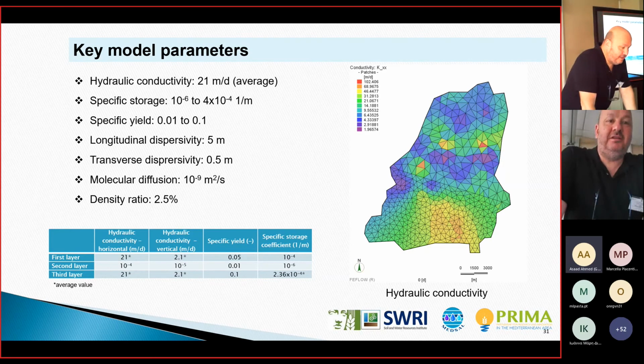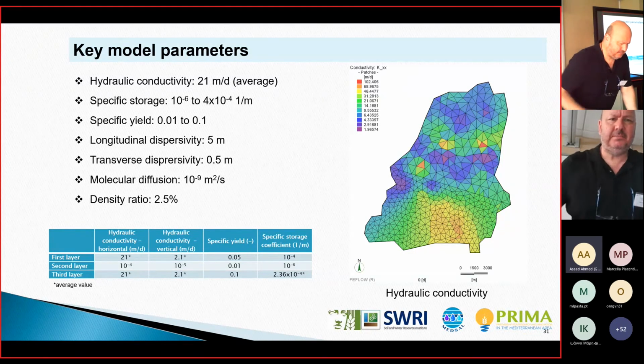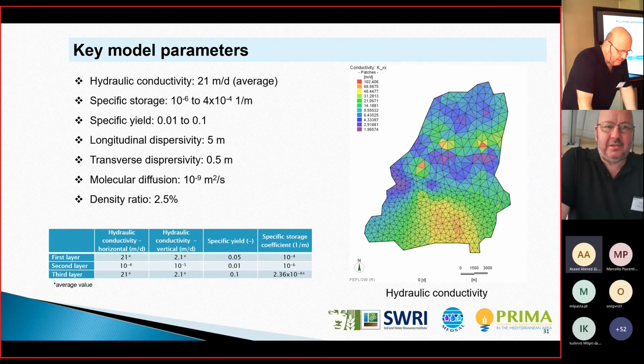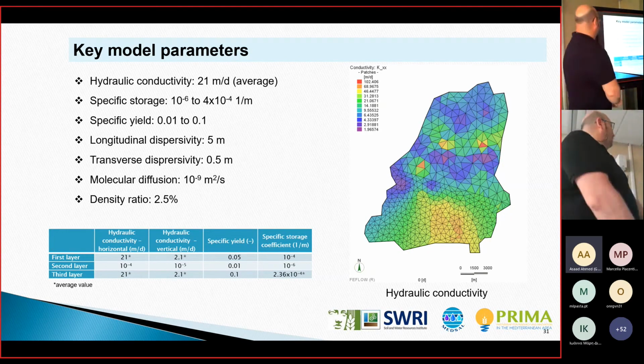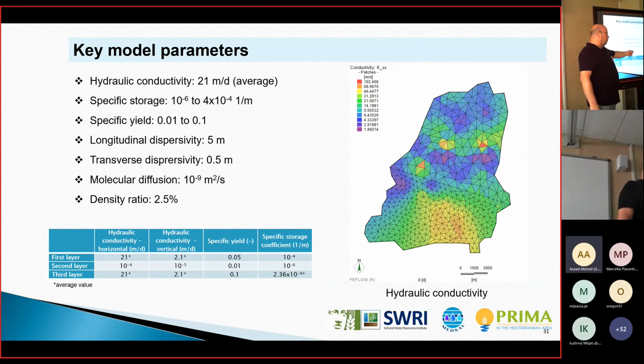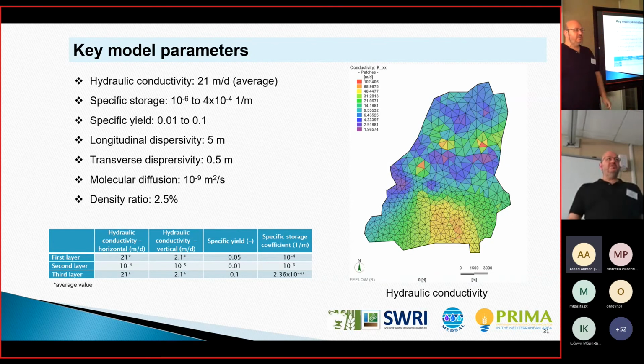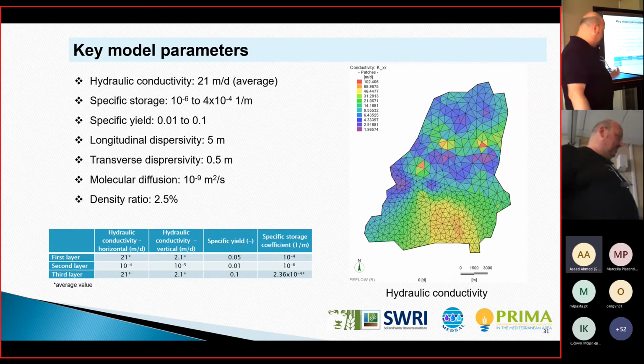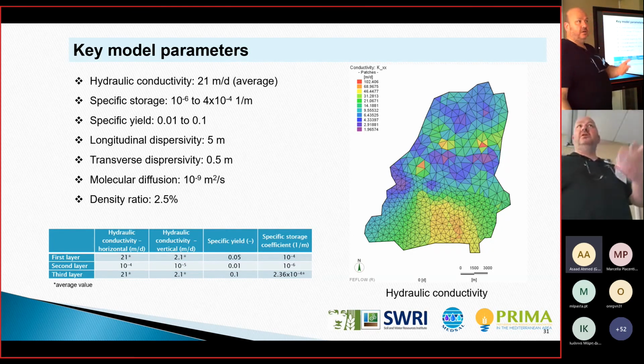Also, we use different values for storativity, specific storage and specific yield for the three layers. And typical values from literature are used for the water quality parameters of the model, the dispersivity and diffusion. And the density ratio is 2.5%, which is actually the difference between the density of fresh water and salt water.